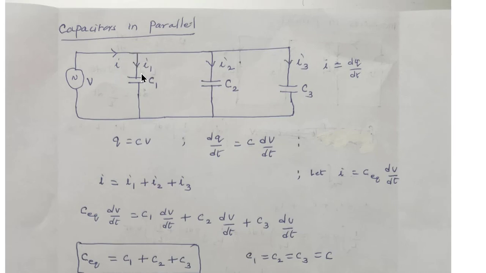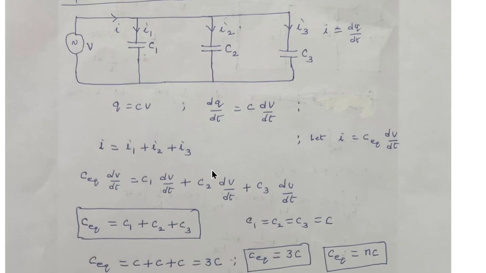And applying the KCL at this node, the input current at this node, I, is equal to I1 plus I2 plus I3. These I1, I2, I3 are the currents leaving from this node. So this is the input current, and these are the outgoing currents.